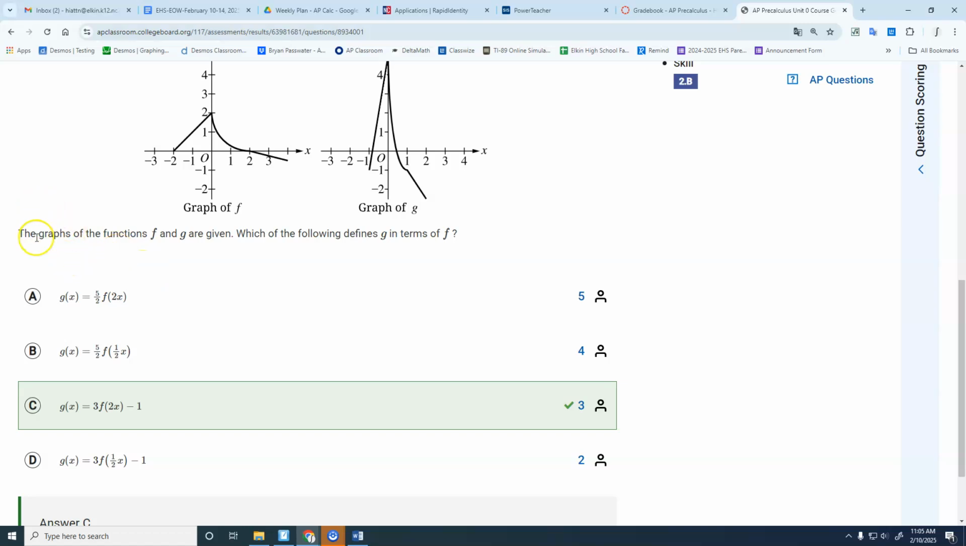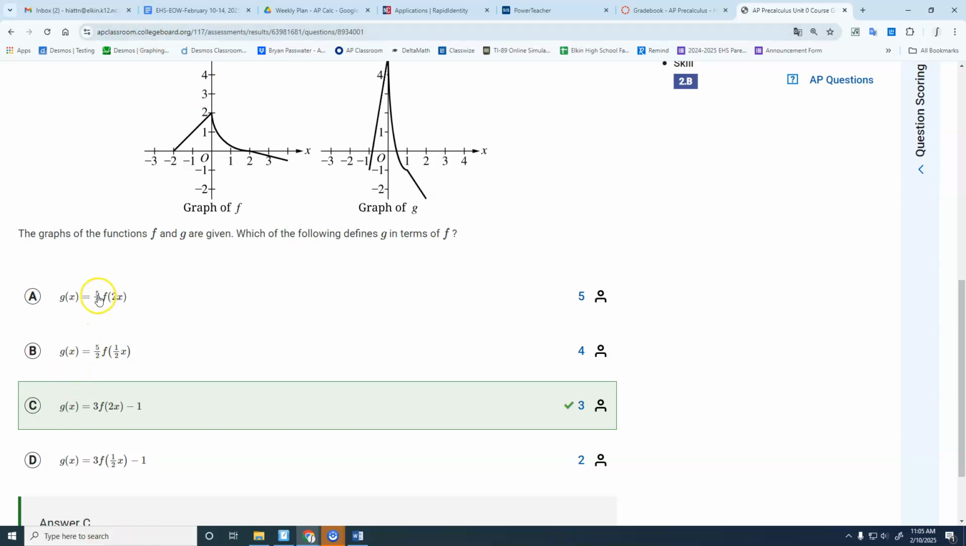Okay, so it gives you graphs of f and g. Which of the following defines g in terms of f? So you are starting with f, and you need to end up with g. First of all, I noticed that g is much taller, right? It's been stretched out vertically. How do I stretch something out vertically? Okay, outside of the parentheses.